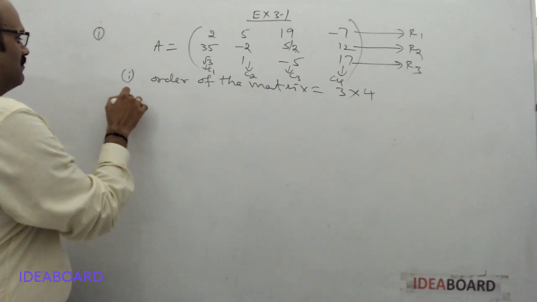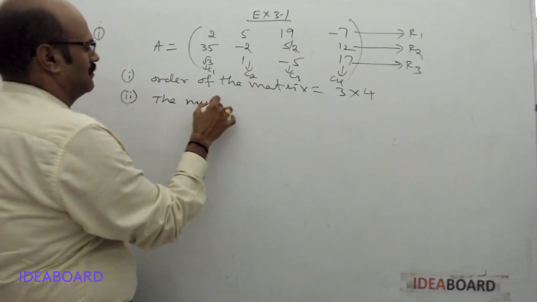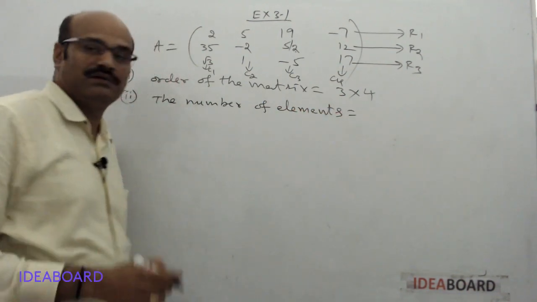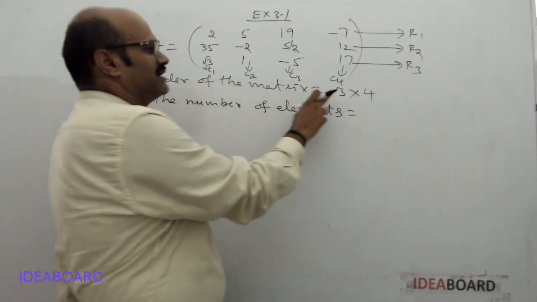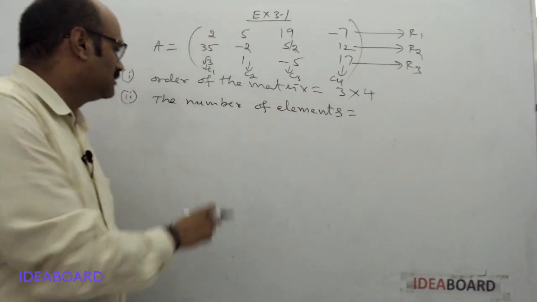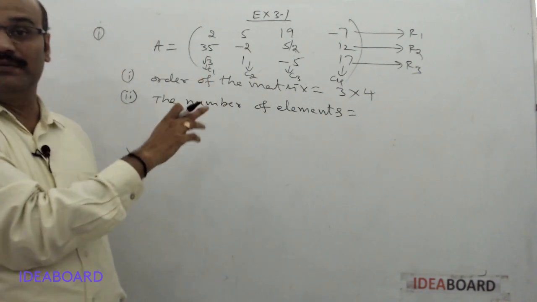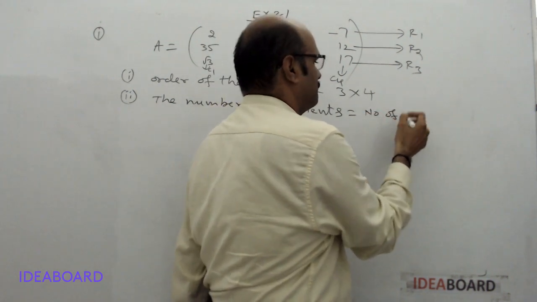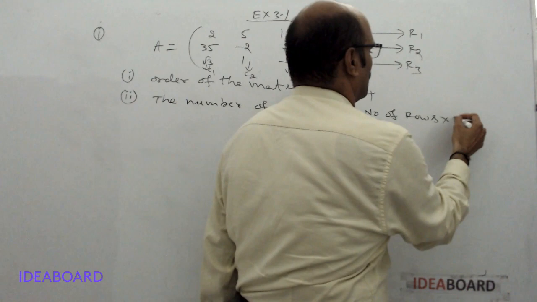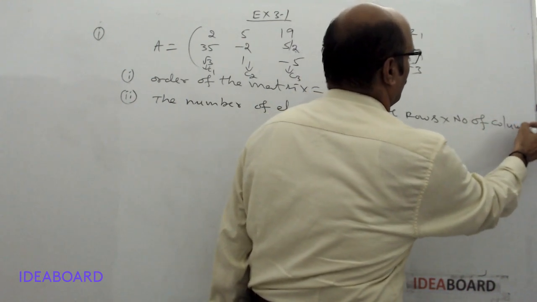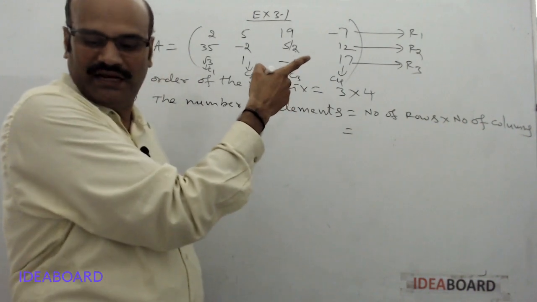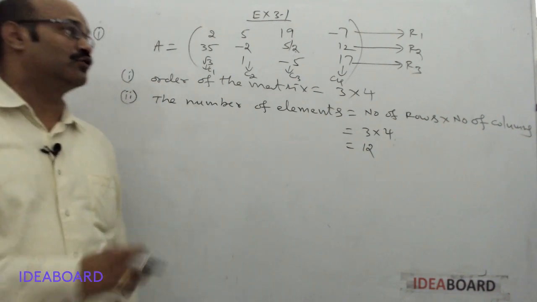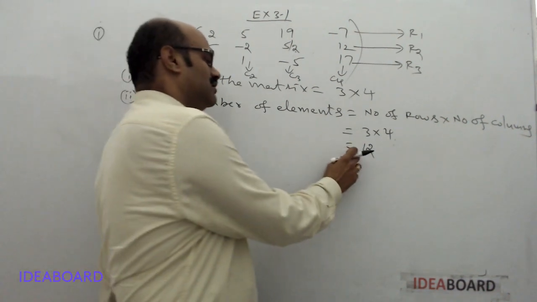Next, 2. The number of elements. The order of the matrix is 3 by 4. The total number of elements in the matrix equals number of rows into number of columns. Number of rows is 3. 3 into 4 equal to 12. So the total number of elements is 12.